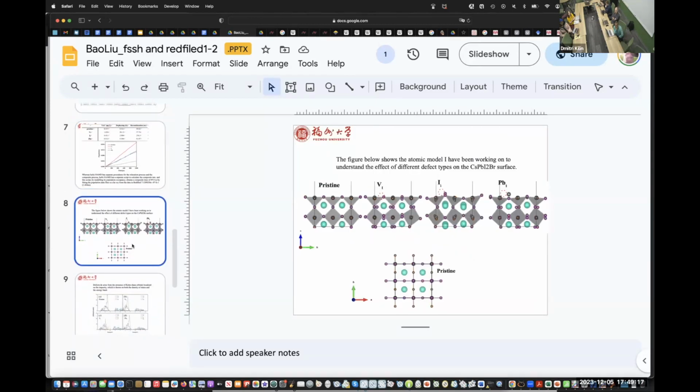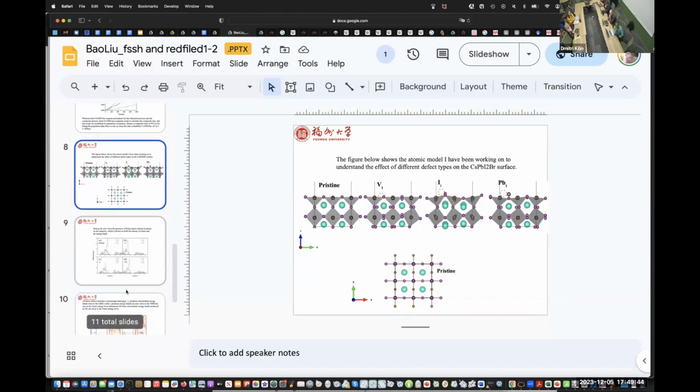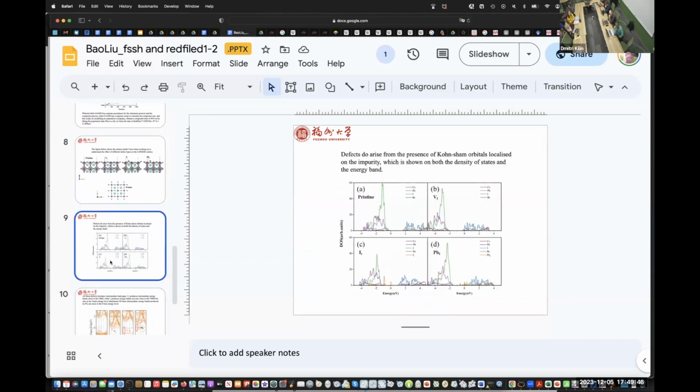Okay, if I were the primary presenter, I probably would start from this slide explaining the geometry of the models. So vacancy of iodine, additional iodine, and additional lead. Yeah, this slide should be the first one, the next one should be the second one.